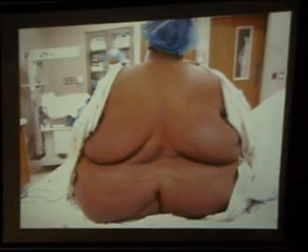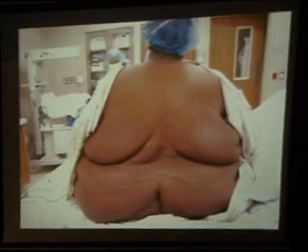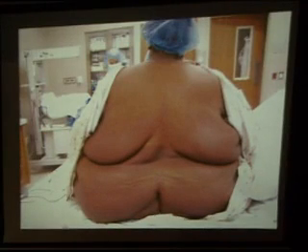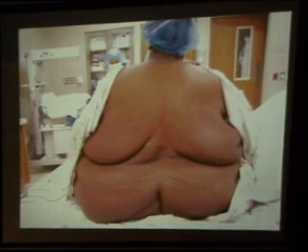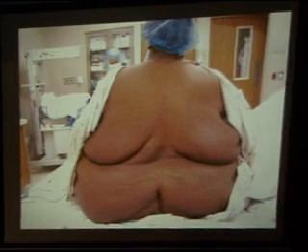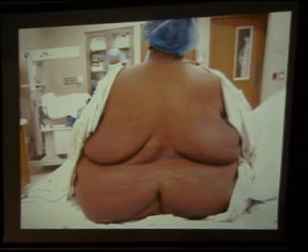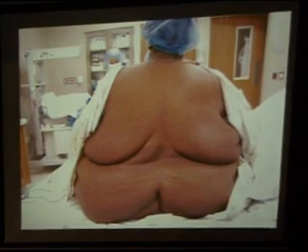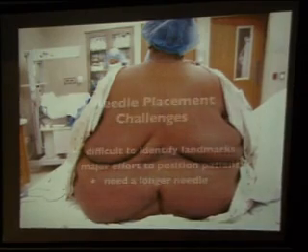So this is not my patient, fortunately. I got it from the internet. I think the picture comes from the Society for Obstetric Anesthesia in the US. And of course it is very difficult. Doesn't matter how strong you are, your thumb is not going to feel the spinous process. And this obviously becomes an issue.